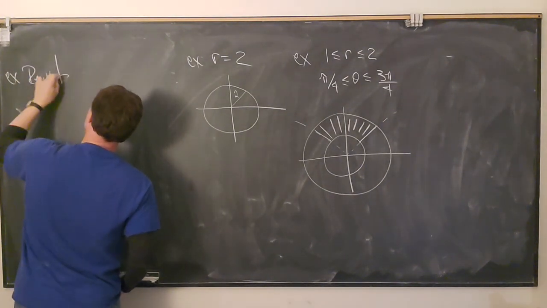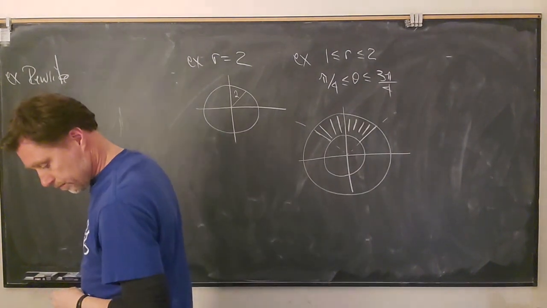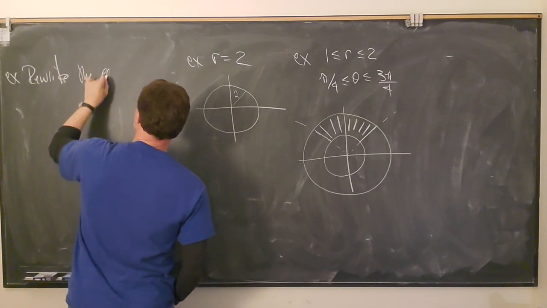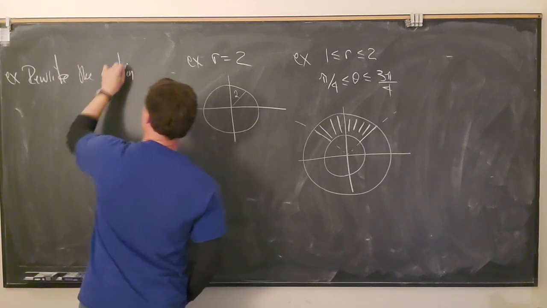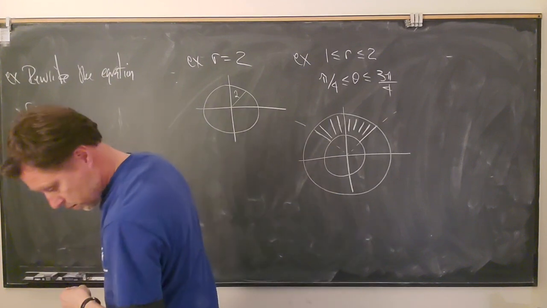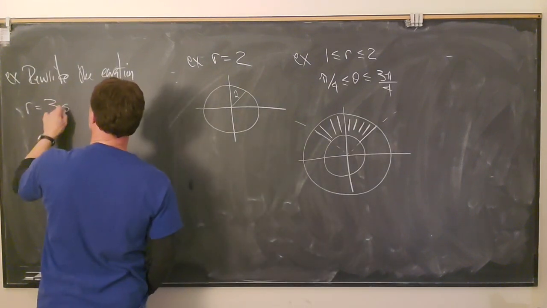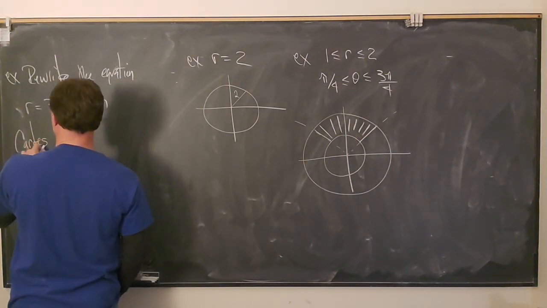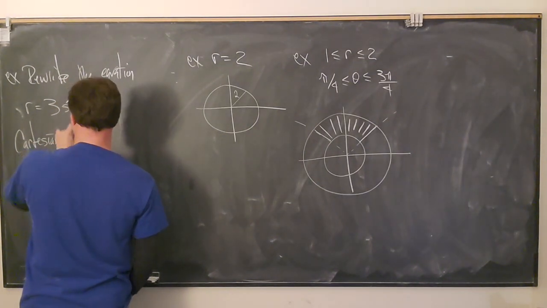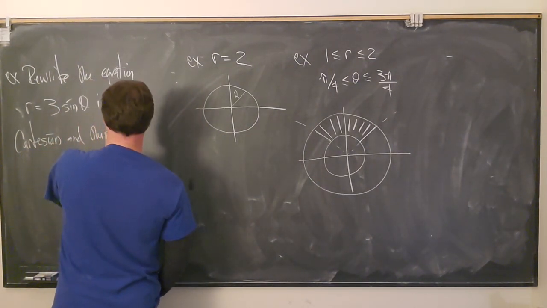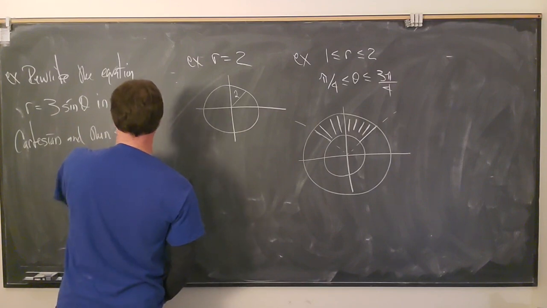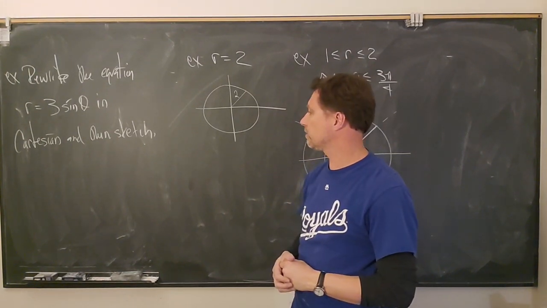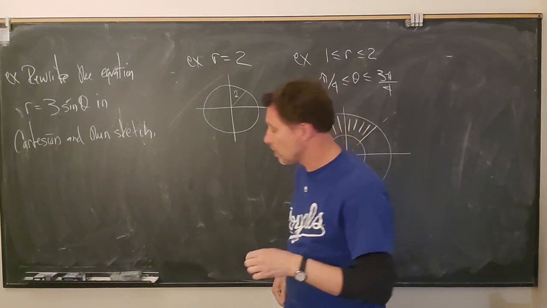Next example, I want to rewrite the equation r = 3 sin θ in Cartesian, meaning in x, y, and then sketch. This equation right here determines some curve in the plane. We want to see which curve that is.